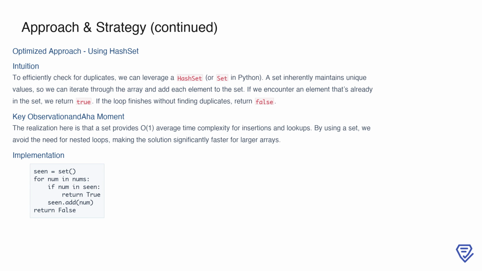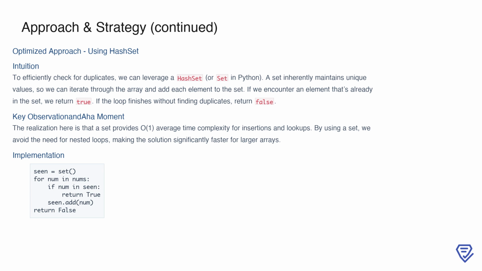Now, let's explore a more efficient method using a hash set. The intuition here is that a set inherently stores only unique values, making it a great tool for detecting duplicates. As we iterate through the array, we add each element to the set. If an element is already in the set, we immediately return true, because we've found a duplicate. If the loop finishes without finding duplicates, we return false.